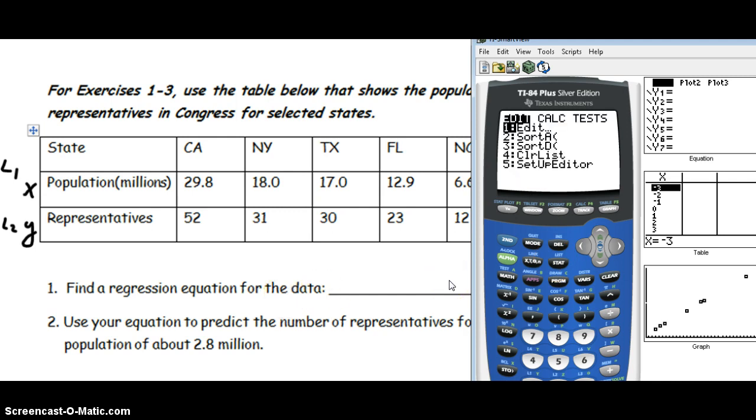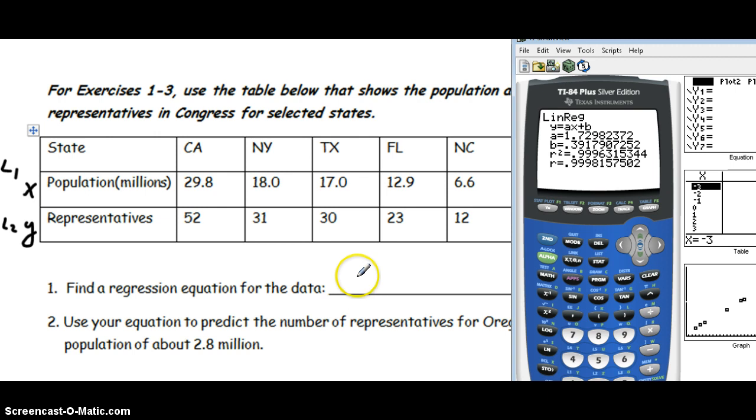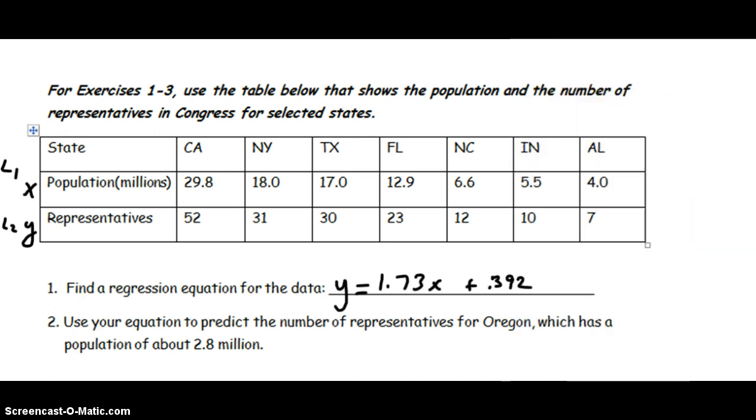We hit stat again, and this time we're going to calculate, and we're going to go to linear regression, number 4. Okay, so now in this equation, our A is our slope, and our B is our y-intercept, and we're going to use 3 significant digits. So this is our equation, y equals 1.73x plus 0.392.